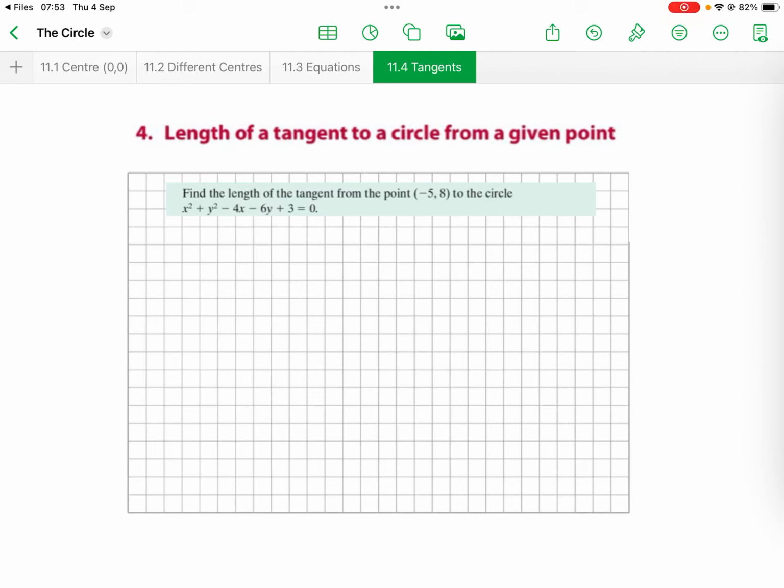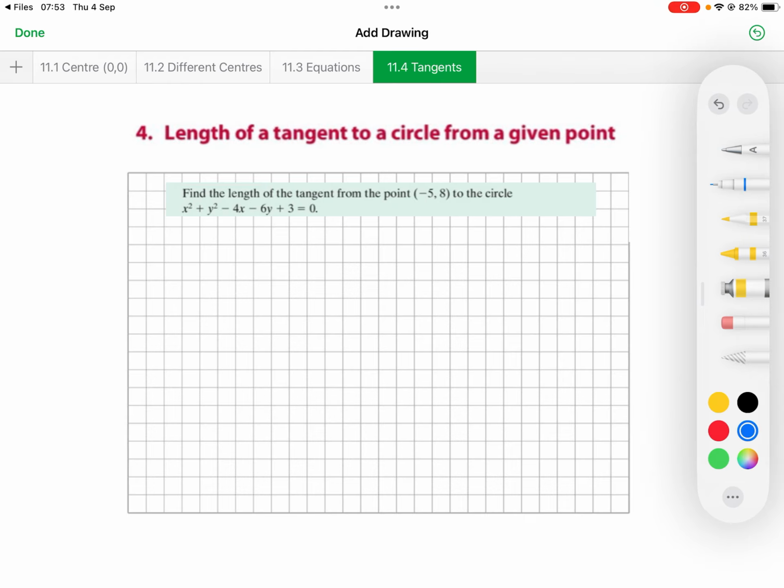Okay, so this question says find the length of a tangent from the point -5, 8 to the circle. So we're going to draw in our circle. There's our circle, and we have some point out here, -5, 8. Obviously, if we have a line that's a tangent, it's going to touch the circle at one point. And what we want to do is find the distance between those 2 points.